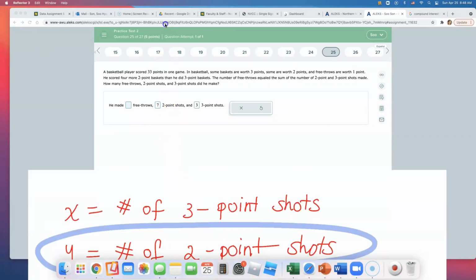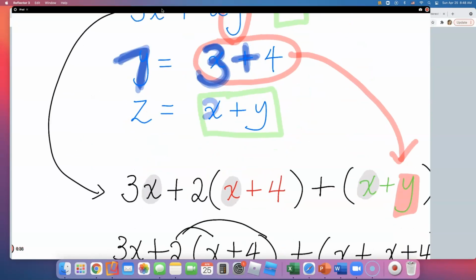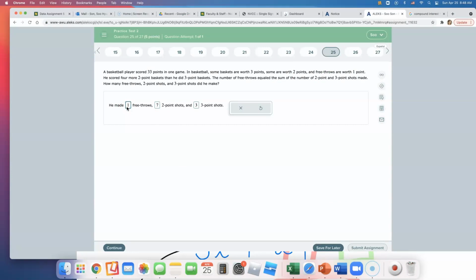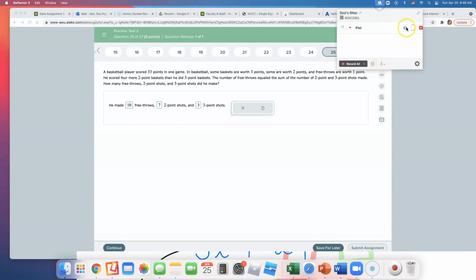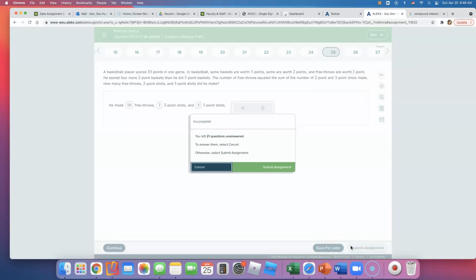And how many free throws did he make? Let's find it. Remember x is 3, and we just found that y is 7. So if you do 3 plus 7, what is z? Z is 10. So we got it. He made 10 free throws. It's a difficult problem, but you can do it. I think what was confusing is just the extra numbers: 3-point, 2-point, 1-point. But let's go ahead and submit this to see how we did on number 25.